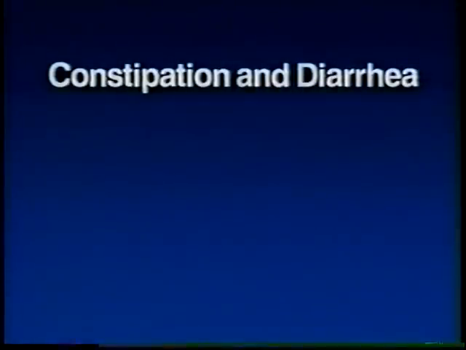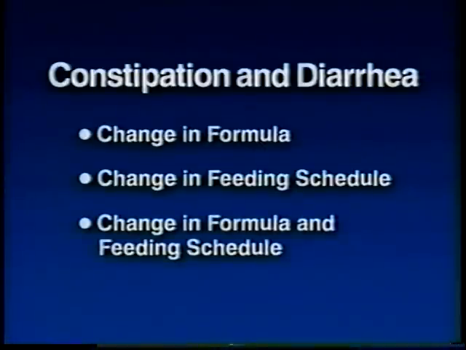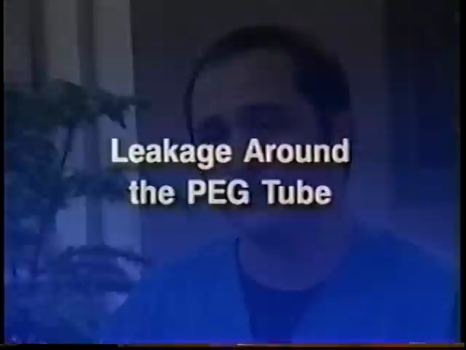Constipation and diarrhea can indicate a need to change the formula, the feeding schedule, or both. It could also be related to another problem, so a complete assessment should be done. Constipation, or the opposite, diarrhea, can be a complication of tube feedings. It's very important for the patient in the home setting to contact their physician and let them know right away. Of course, we don't want these patients to become dehydrated through chronic diarrhea, nor do we want them to be obstructed from chronic constipation. So again, it's very important for them to immediately inform their physician of their particular situation.